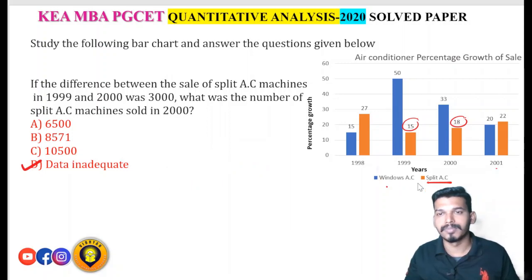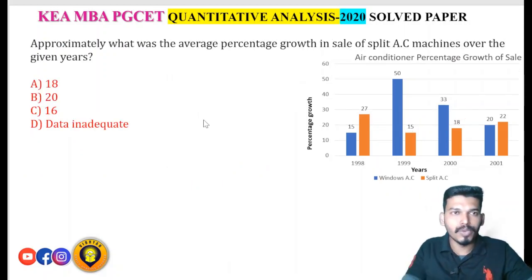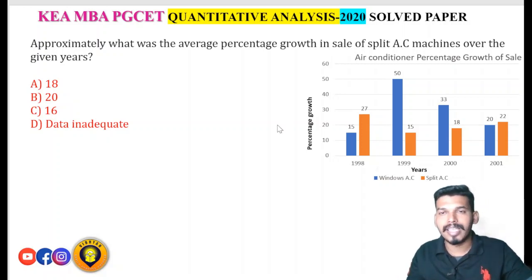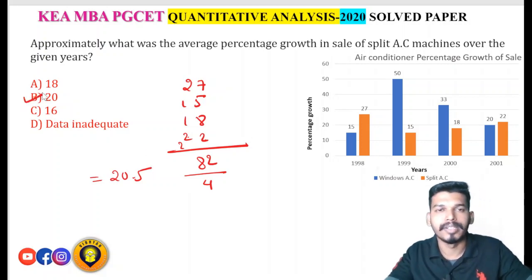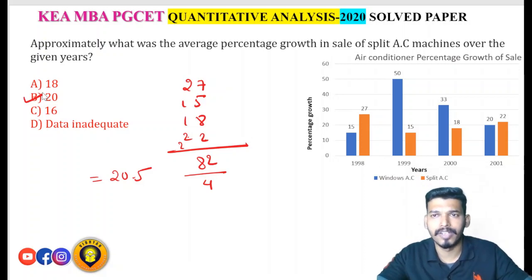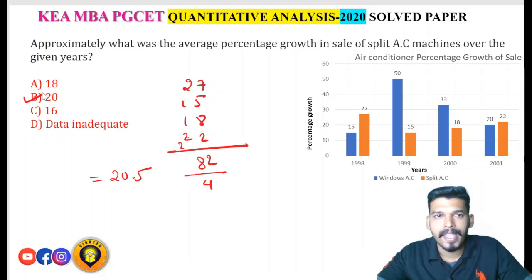Next one. Approximately what was the average percentage growth in sale of split AC machines over the given years? They asked for the approximate value of split AC machines, percentage growth. So 1998 has 27% increase, 99 has 15%, 2000 has 18%, 2001 has 22%. They asked for the average. So find the sum: 8 plus 2 is 10, 7 plus 5 is 12, 22, 2 plus 2 4 6 7 8, 82 divided by 4. So that is 20.5. Approximate value will be option B, that is 20. The average percentage growth in the sale of split AC machines is asked. So you take the sum divided by the total numbers, and you will get the average.